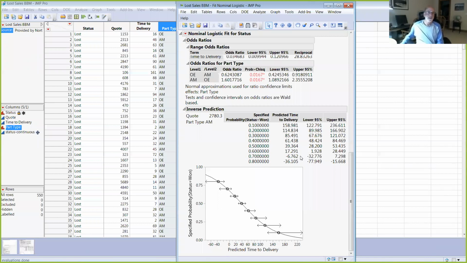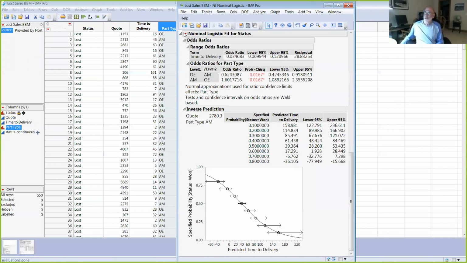In other words, it's just not feasible, it's not going to be feasible to get as high as a 70% chance of winning these jobs. But if you can only guarantee 85 days, you're estimated 30% chance of winning the bid. To get that to 40%, you'd have to reduce the time by about 24 days, from 85 to 61. So you can get very concrete, interpretable information from the inverse prediction. And that's what I would recommend doing certainly for a continuous variable.